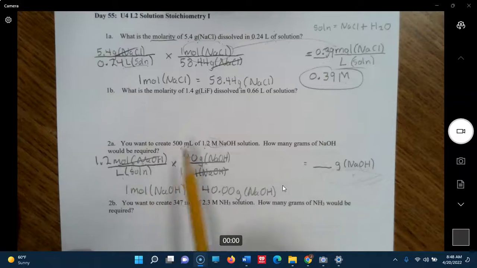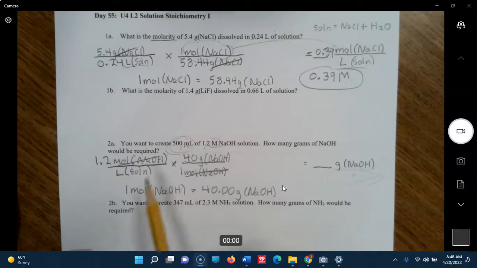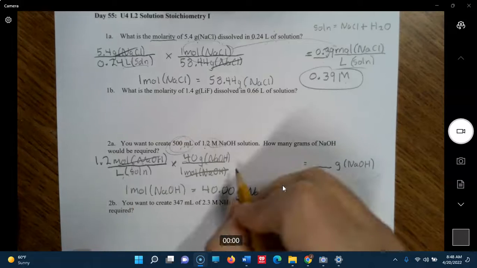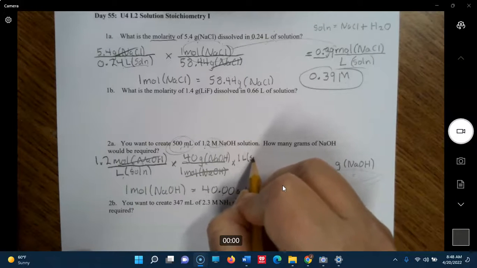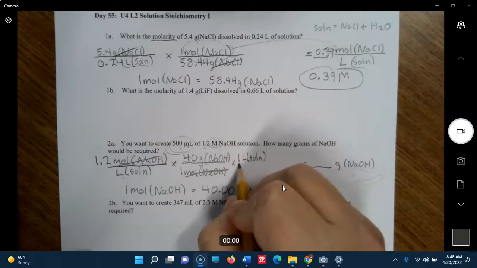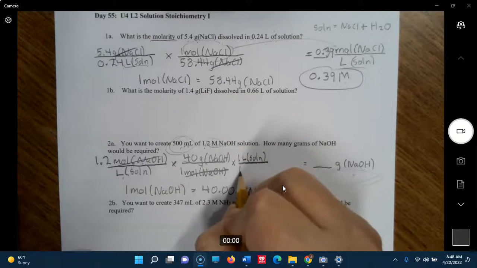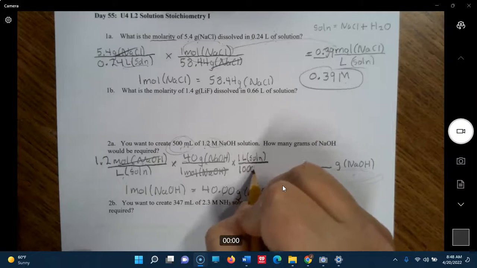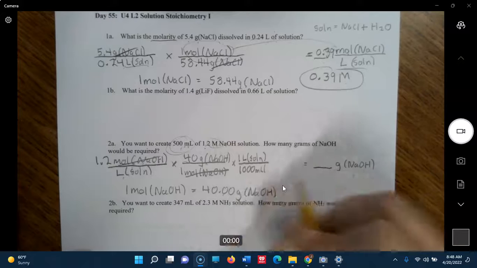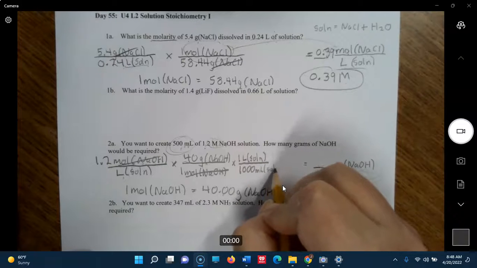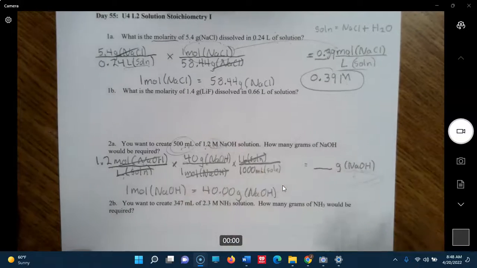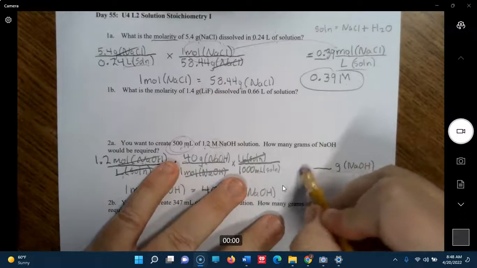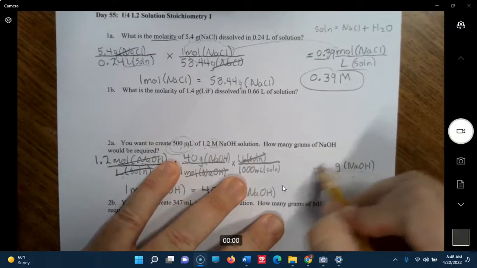So first of all, we have a milliliter number to work with. So first, let's convert this liters to milliliters. And it's of solution. It's true of any substance. 1 liter equals 1,000 milliliters. Okay, so liters of solution, liters of solution. Now we have milliliters of solution on the bottom.